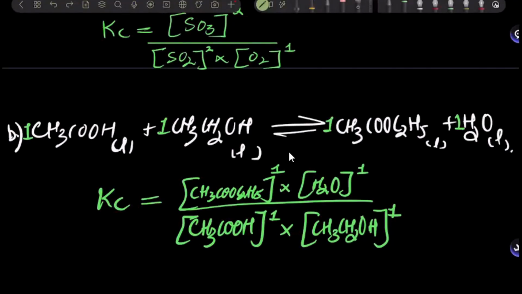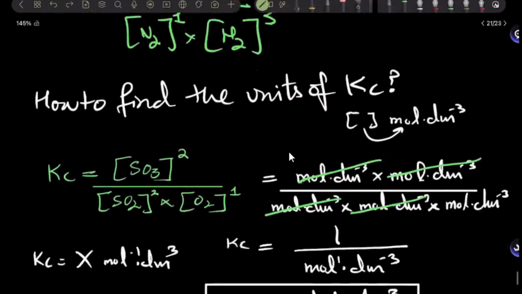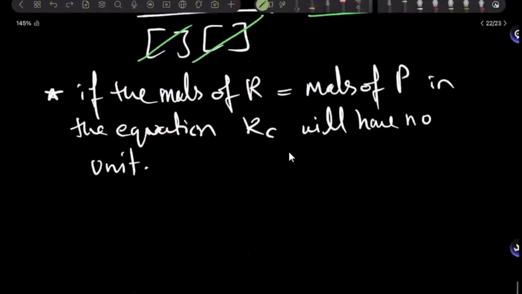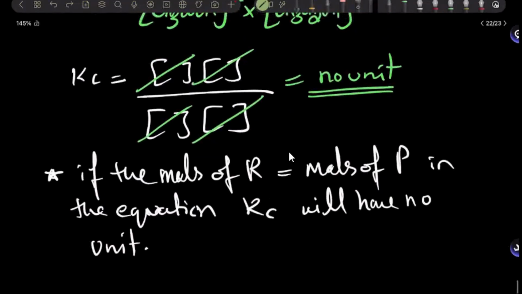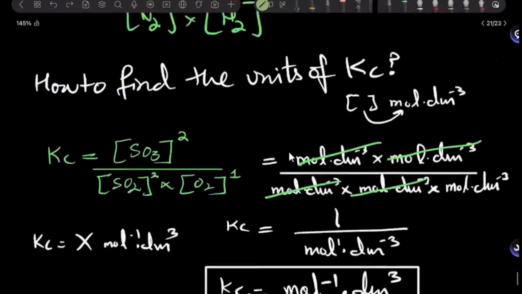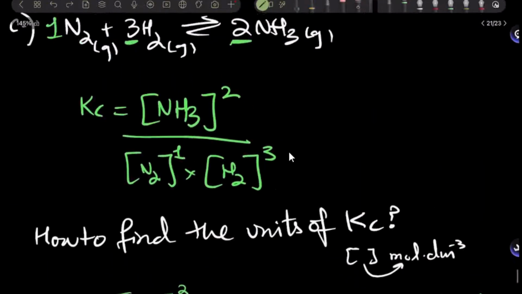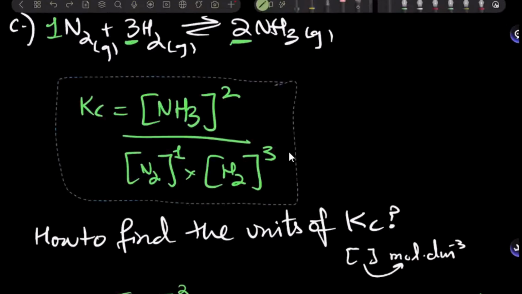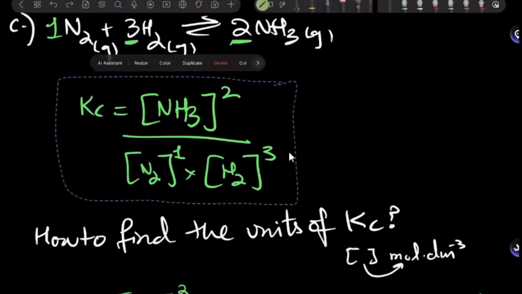That is why the Kc had no units, because their square brackets in the end cancel out with each other. So it's just a note. If you remember that, you'll never need to calculate. You just write no units because the moles of reactants and products were equal. They will always cancel out. Are we clear? And the last example, the Haber's process example, in this we'll have to find the units again. So let's do that.